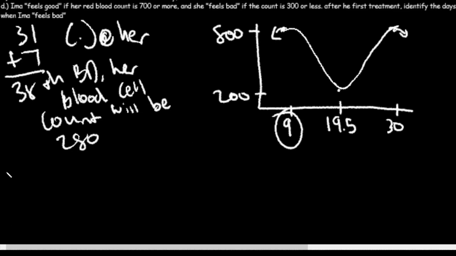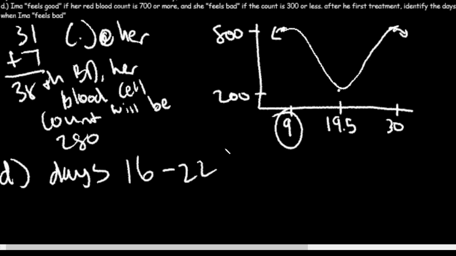So under D, identify the days where Amma feels bad. So it's the days where, when it dips down after day 9, it would be days 16 to 22. Or to put this more accurately, it can just be January 16 to January 22. And that's your answer.